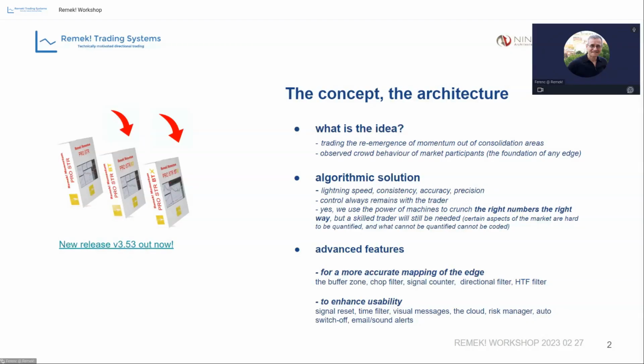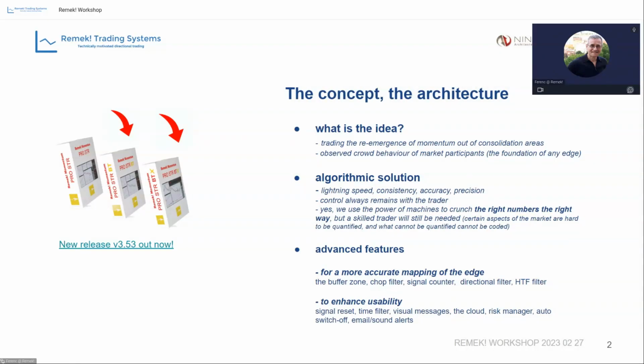We could have built any software to do anything, but if it doesn't map or track an edge as observed by market participants, then the whole thing is worth nothing. It's easy to write software to calculate something, but if it's meaningless, it's not going to get us where we want to be. So this software tracks an edge in a flexible but at the same time accurate and usable way, an observed behavior by market participants.